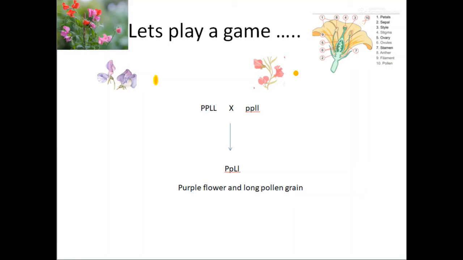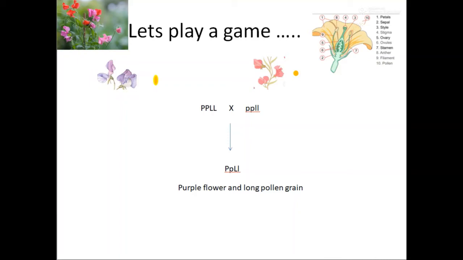So here, the purple flower is dominant over the red flower, as well as the long pollen grain being found to be dominant over the round pollen grain, and that is the reason why the F1 generation is formed with the purple flower as well as a long pollen grain.